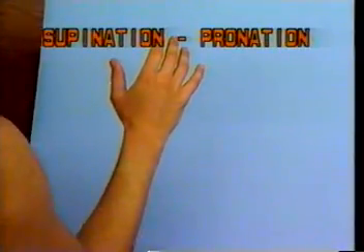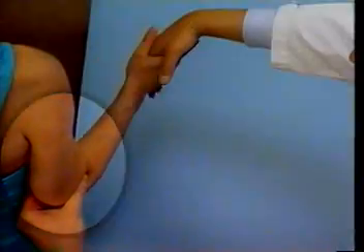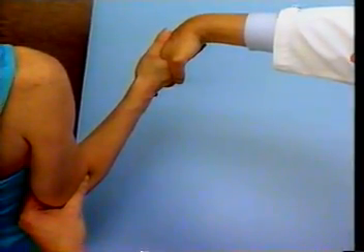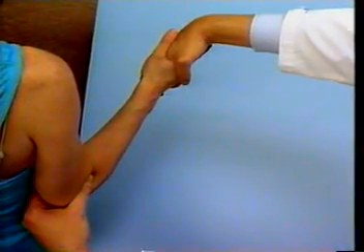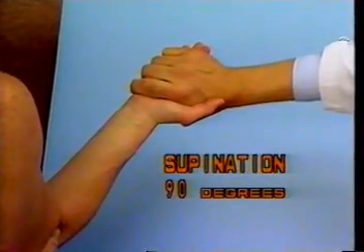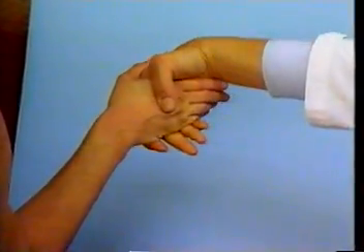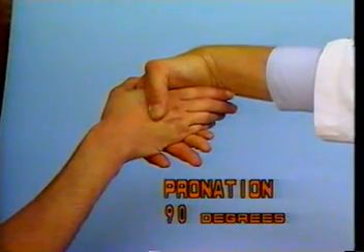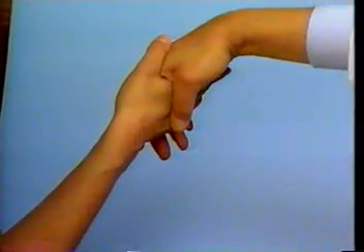Supination, pronation. With one hand, gently grasp the patient's lower humerus and maintain the arm at the patient's side. With the other hand, hold the patient's hand in the handshake position and rotate the patient's palm towards the ceiling, supination, and towards the floor, pronation, noting normally approximately 90 degrees of motion in each direction.